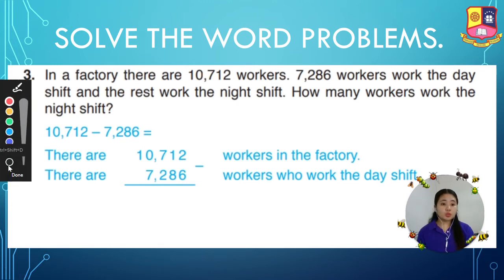So the answer will be 2 minus 6 cannot. So this will become 0. And this will become 12. 12 minus 6, the answer is 6.